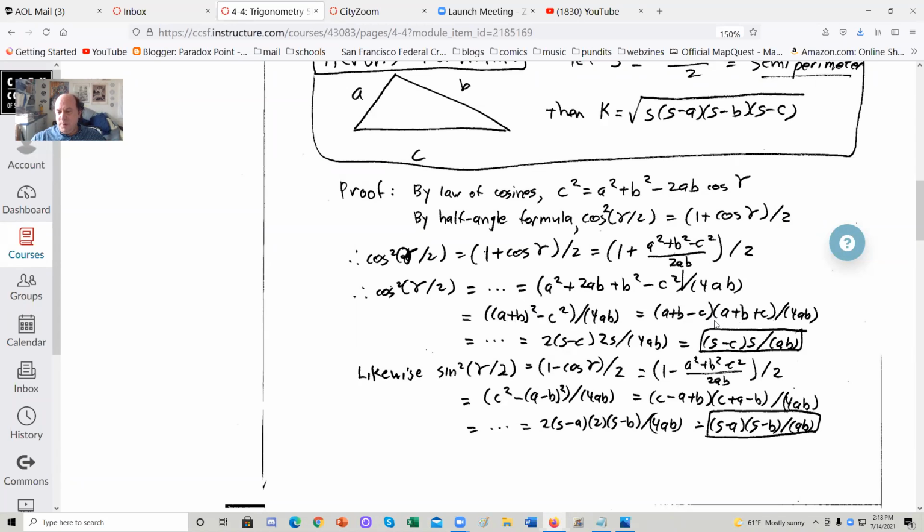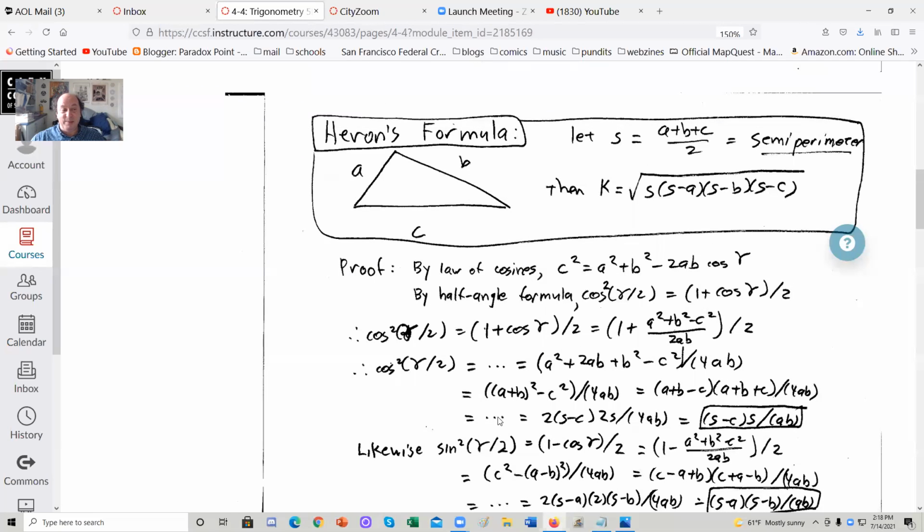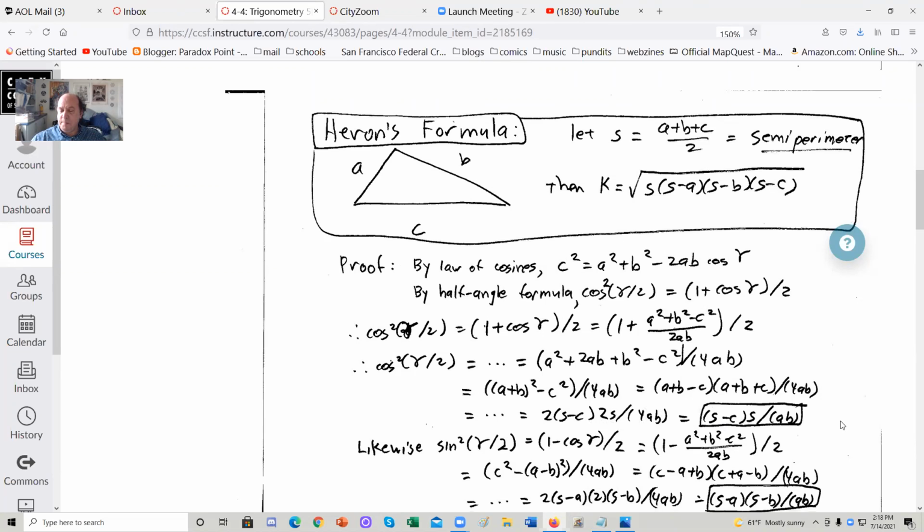Now, with a bit more algebra, this is actually more of a summary of the algebra, we can phrase this in terms of the semi-perimeter. a plus b minus c is twice s minus c. a plus b plus c is, of course, twice s, all over 4ab. So that simplifies to s minus c times s over ab.